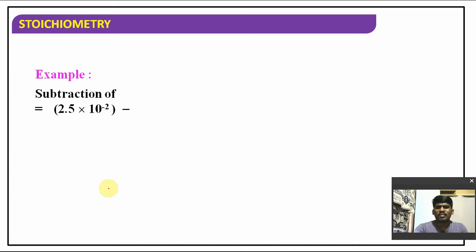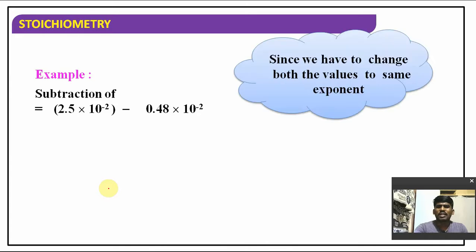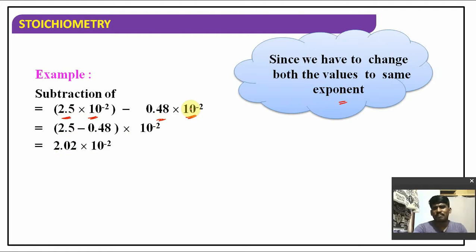Next, subtraction. If you observe it, in subtraction also we have to change both the values to the same exponent, guys. So here, subtraction of 2.5 into 10 to the power of minus 2 and 0.48 into 10 to the power of minus 2. Nothing to be changed. Already the exponents are the same. So in such cases, you can simply write 2.5 minus 0.48. That gives you 2.02 into 10 to the power of minus 2. Hope you understand. It's very simple, right?